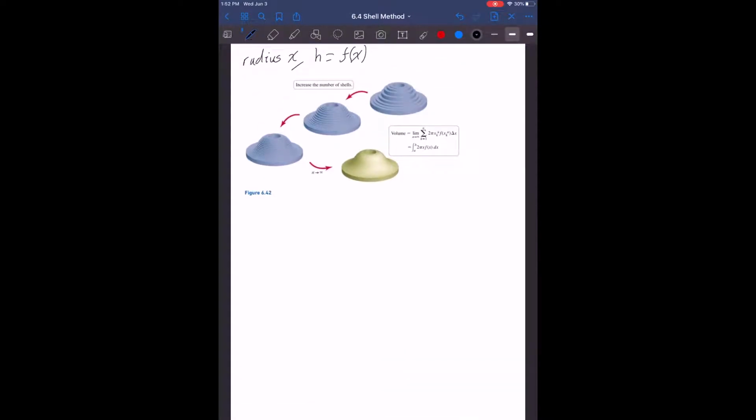So in particular, let's talk about first revolving around the y-axis. That's the easier case. Revolving around the y-axis, we're going to have the integral from a to b of 2 pi x f of x dx, where a is going to be the leftmost x value, and b is the rightmost x value.